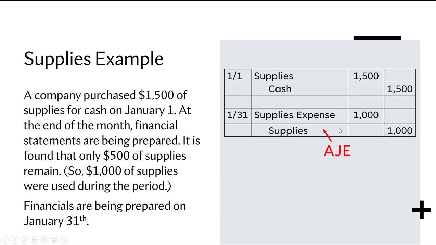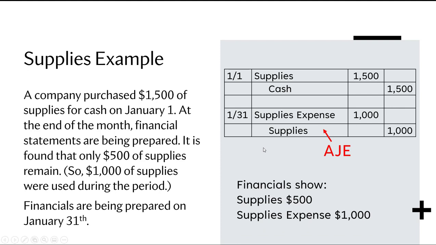Now, this is our adjusting entry. AJE stands for adjusting entry. We're going to record the amount of supplies that we used up, right? What happened? We used up $1,000 of supplies. So remember, supplies is an asset account. It has a debit balance. So instead of $1,500, we have to reduce it by $1,000 because we used up the $1,000, and we call that supplies expense. Here's our income statement account. Here's our balance sheet account.